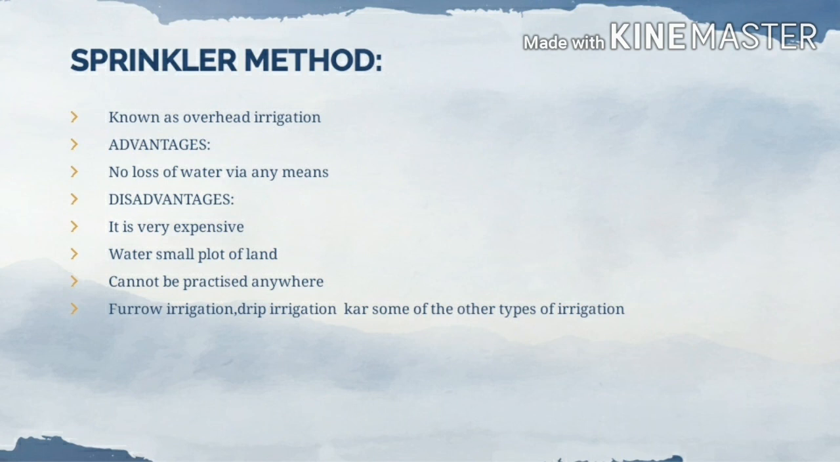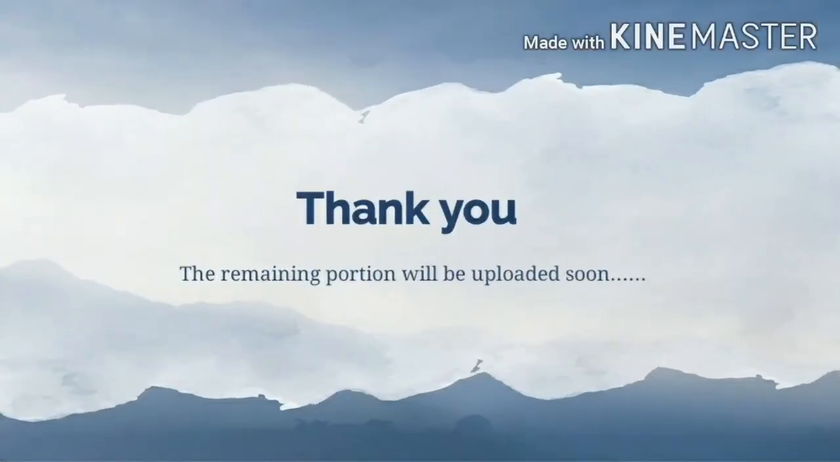Apart from the various methods that we've discussed, there are other methods like the furrow method, where a furrow is dug between the rows of the crop, and the water is directly added through that furrow to the field. Another method is the drip method, where a pipe is laid on the ground, and holes are made in the pipe, and through those holes water is directly added to the root of the plant. That is the drip method.